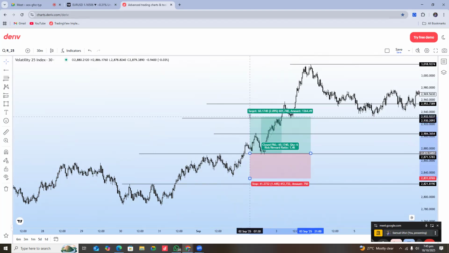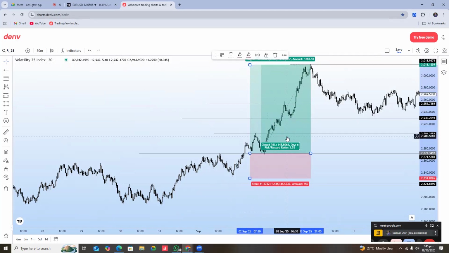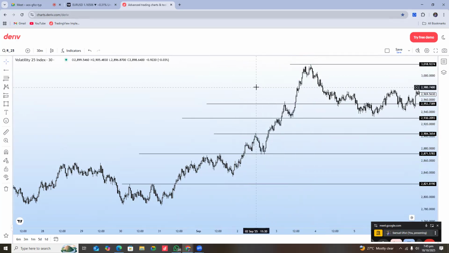We can increase our targets. If we put it here, we have 1.4. It's fine. You can take it. If we come here, this is almost 2. It is fine. Now, if the target was up here, that is 3.5, and this is very good. You can take this trade. Okay, so this is how you are going to set the take profit and then the stop loss.